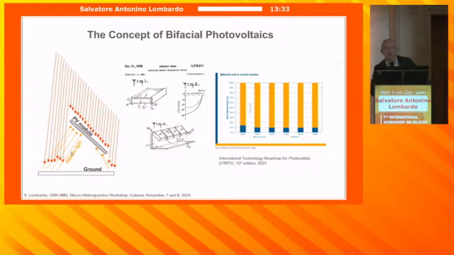The concept of bifacial photovoltaics, as we all know, is the idea of using the albedo light to increase the photocurrent, and the problem is to transform this into electrical power. The idea is quite old. It dates back to 1966. You see the reference to the original patent. It stayed dormant for some time, but now it is a very strong idea in the market, and the ITRPV roadmap reports that it will dominate the market in the next years.